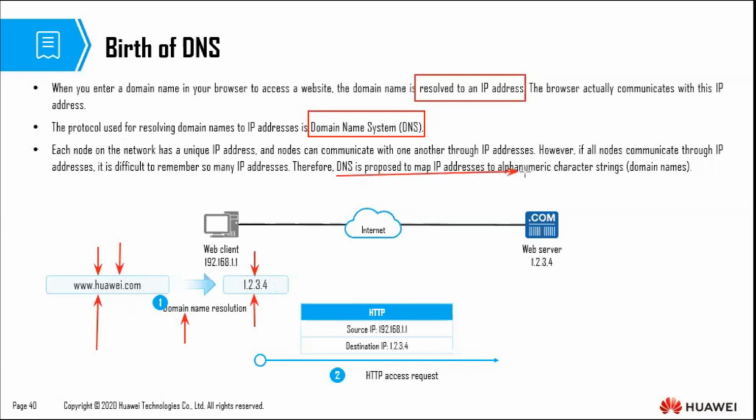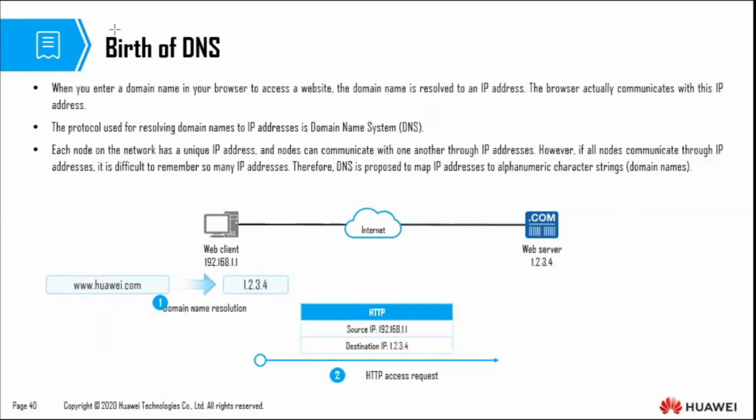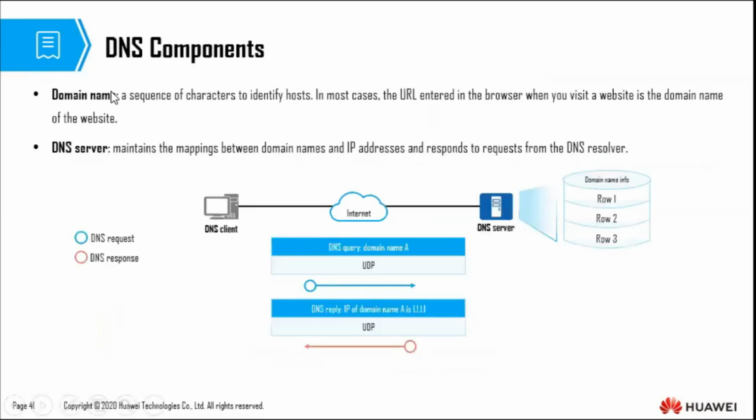So DNS is proposed to map IP addresses to alphanumeric character strings. Those alphanumeric character strings are what we are calling domain names. So Huawei.com, www.huawei.com, that's a domain name. That's what we call a domain name. Okay, so DNS components, number one is domain name, which I've already explained, and the next one is the server.